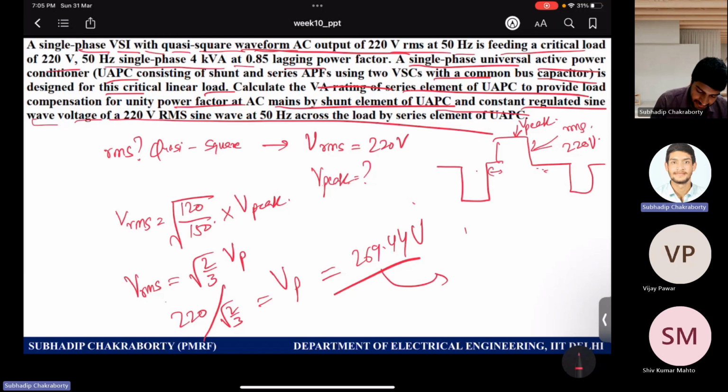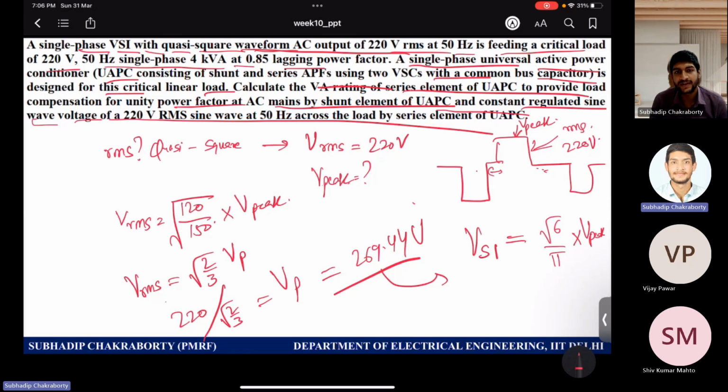Now, what is VS1? Fundamental of supply. Remember quasi square, fundamental RMS is root 6 over pi. We derived this multiple times, using power balance. Into V peak. Once you know V peak, from that you can determine the fundamental.